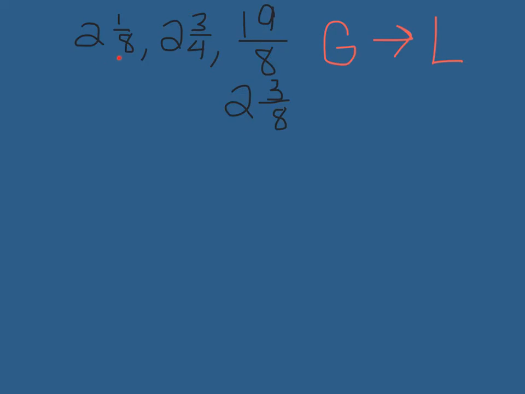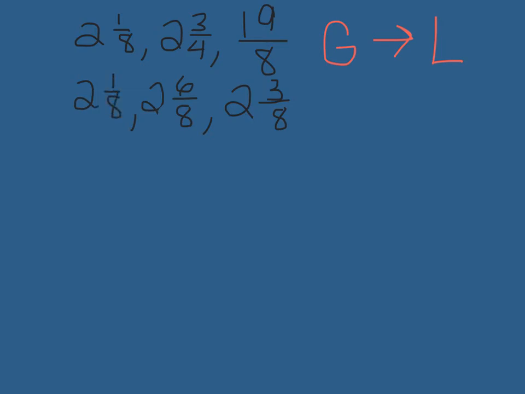As I look, I see this denominator is an 8 and this one's an 8. So can I also make this an 8? Yes, I can, if I multiply them both by 2. So let's do that right here. So I keep my whole number the same. 2 times 3 is 6. 2 times 4 is 8. So I have 2 6/8, and this one just stays the same, 2 1/8.